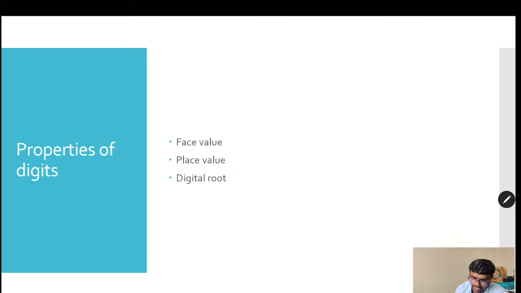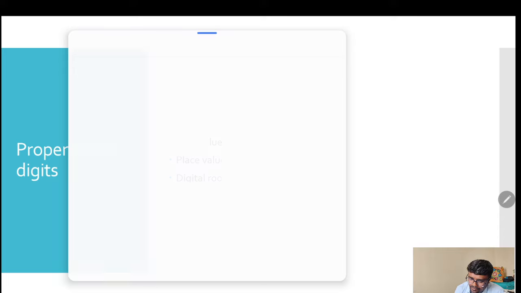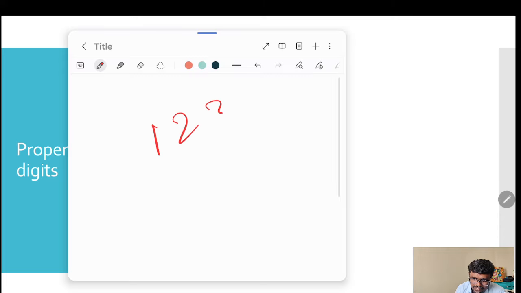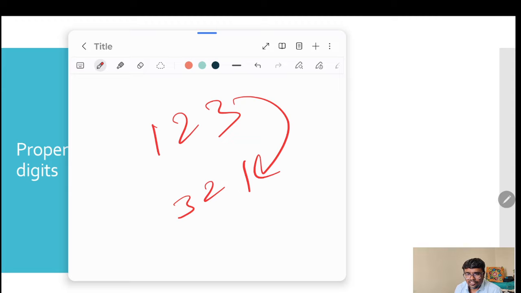Any number, if you write a number, let us say 123, this is a 3-digit number using 3 digits, which are 1, 2, 3. I can write another number also using the same digits, let us say 321. See, the digits are the same, but the values are different. Why are the values different even though the digits are the same?